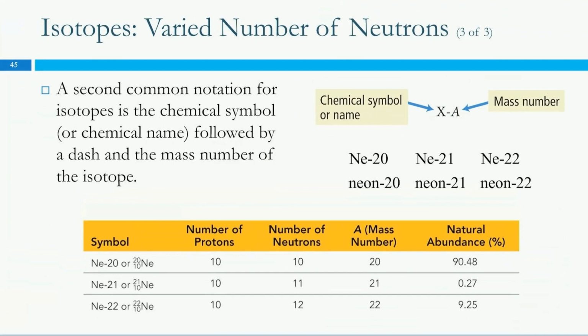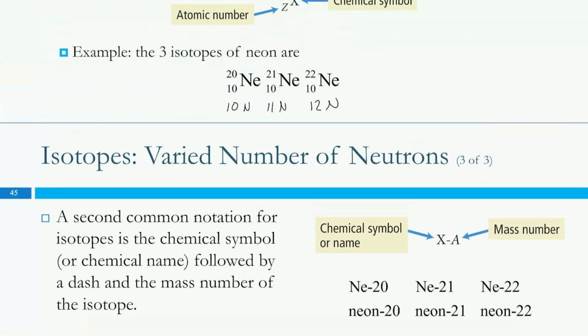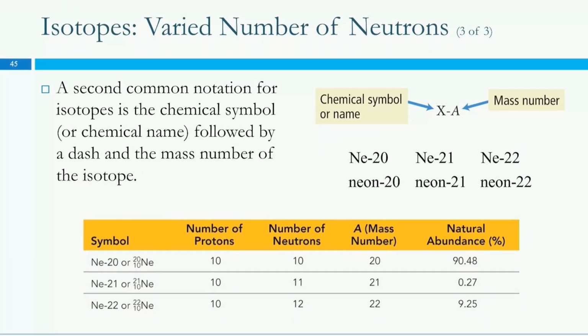Another common notation, and this is one of those things where chemists are lazy when it comes to nomenclature. They want everything to be written as shortly as possible. Another way to write these isotope symbols is the chemical symbol or name followed by the mass number, because every neon is going to have 10 protons. So we really don't need to include it like we did in the previous notation. Instead we can simplify this a little bit and write neon 20, neon 21, neon 22. And if you want to figure out the number of neutrons, again, you just subtract the number of protons.